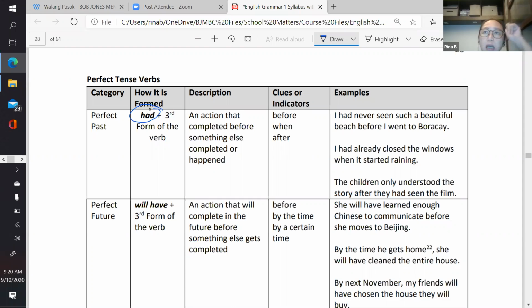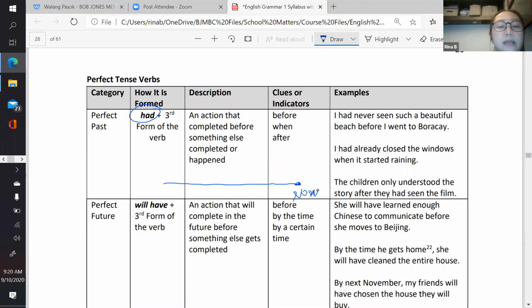This is the most common, most usual use of the past perfect. If there are two actions, or an event and an action, in the past, and you want to emphasize that one action happened first before the other action. Okay? So if we think about the timeline, this is the now, this is the present. You are speaking in the present.